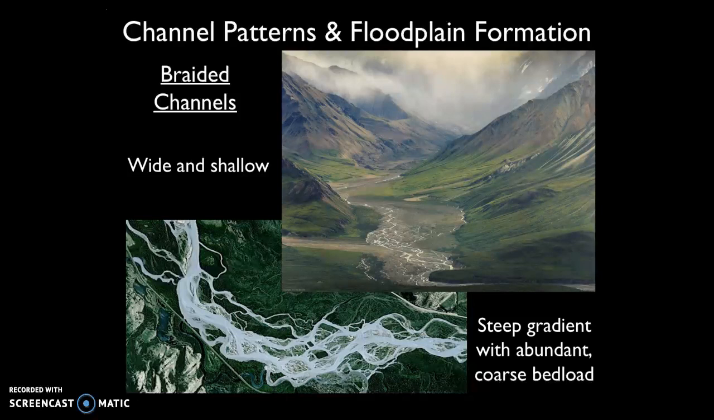So a braided stream usually forms at the base of mountains. Usually a stream goes from being mountainous, being a straight channel, into being a braided channel once it goes from the foothills into the valley for the most part.